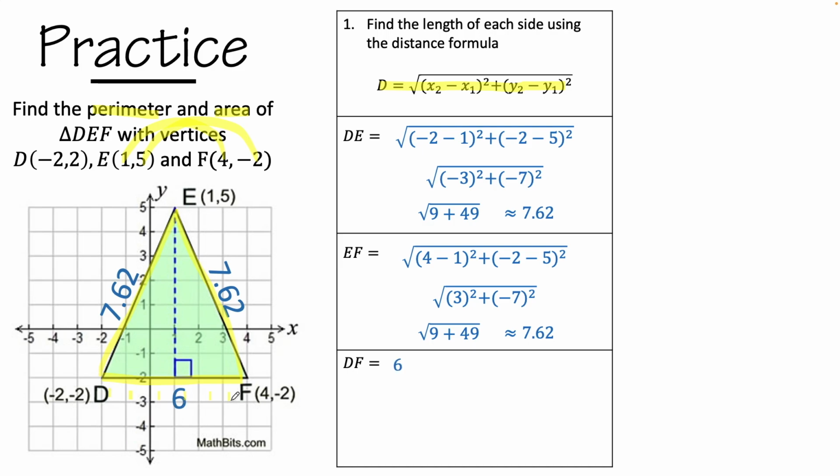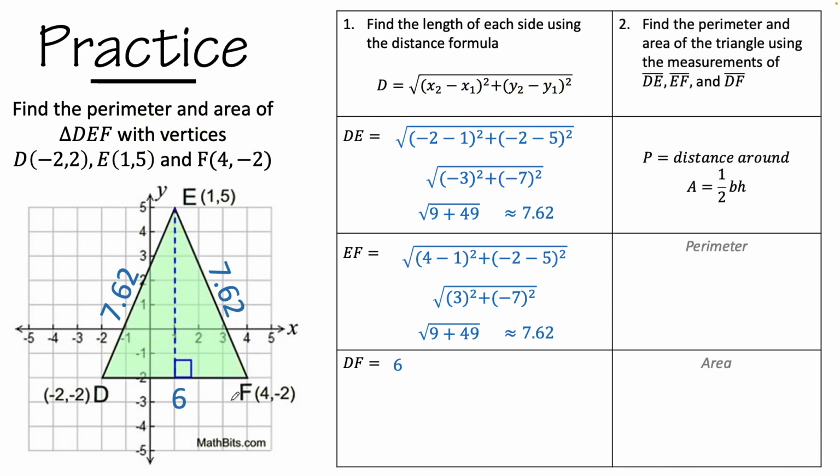Okay, so now that we know the length of each side, now we can find the perimeter. So the perimeter is just going to be adding those sides together, 21.24. And then the area is 1/2 base times height. So we know the base, the height we're going to have to count. So 1, 2, 3, 4, 5, 6, 7. The height is 7. Now we just plug it into our formula. 1/2, 6 times 7, which is 21.